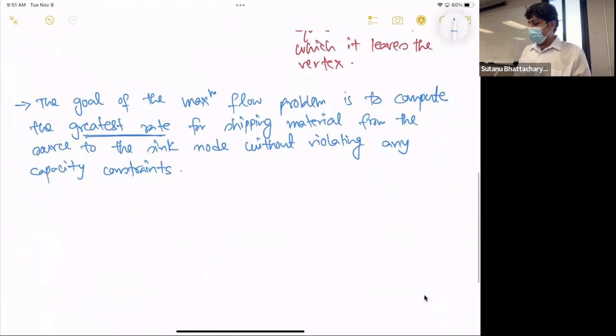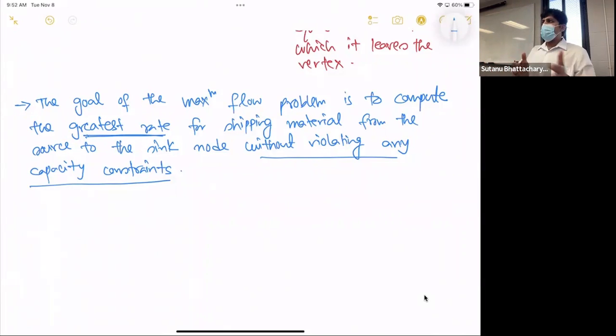So the greatest rate for shipping material from the source to the sink node without violating any capacity constraint. Capacity constraint means your flow cannot be more than your capacity. At the same time, the flow conservation rules should be applicable. So the goal is you need to supply the maximum amount of material from source to sink node without violating any constraints. That's the problem.